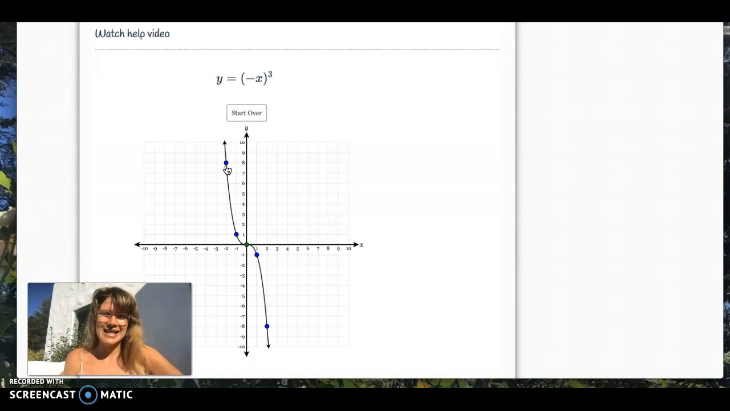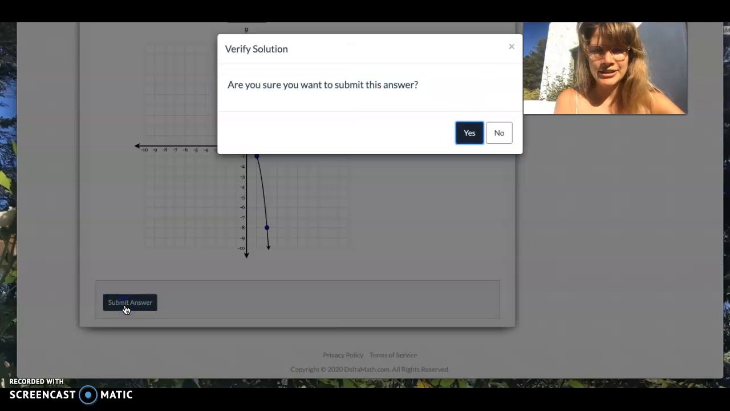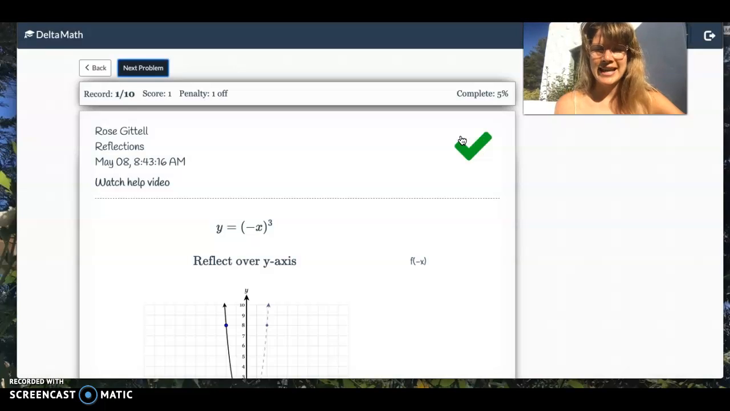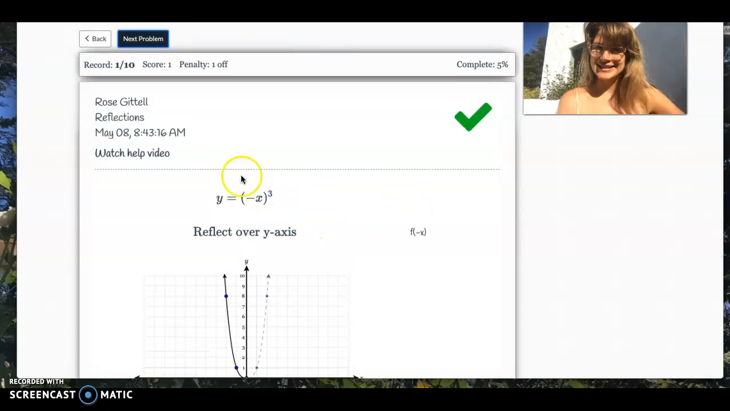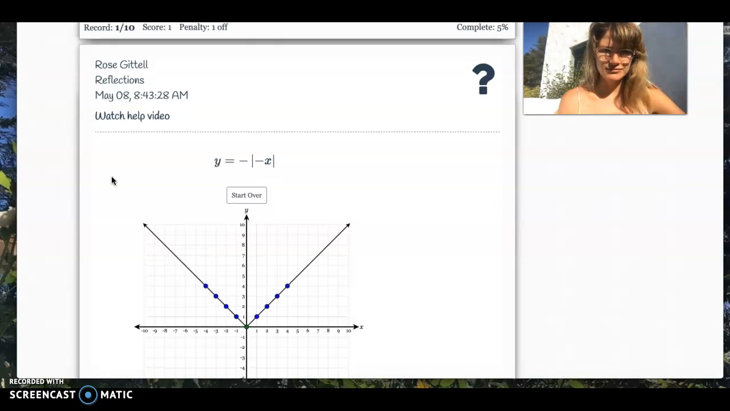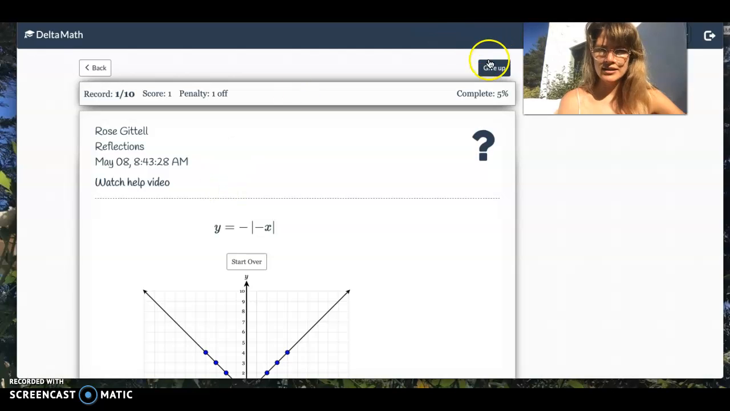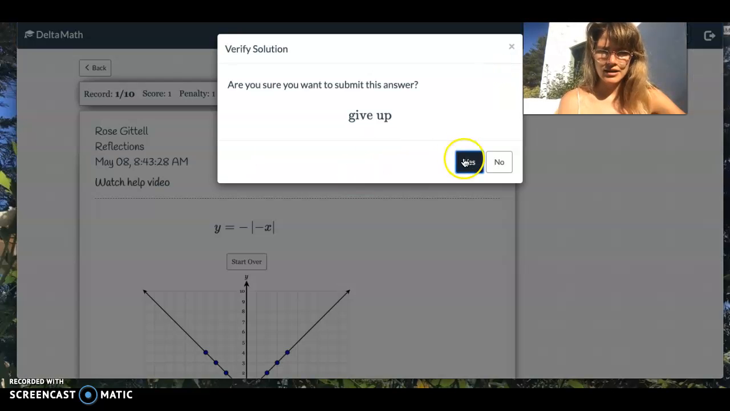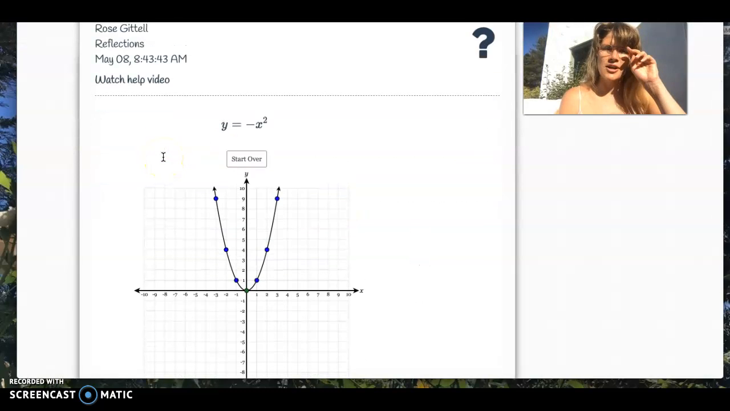Okay, let's try another one. So an inside change results in a vertical reflection over the y-axis. An outside change results in a horizontal reflection over the x-axis. Okay. Let's not do this one yet. I'm going to do another example first.